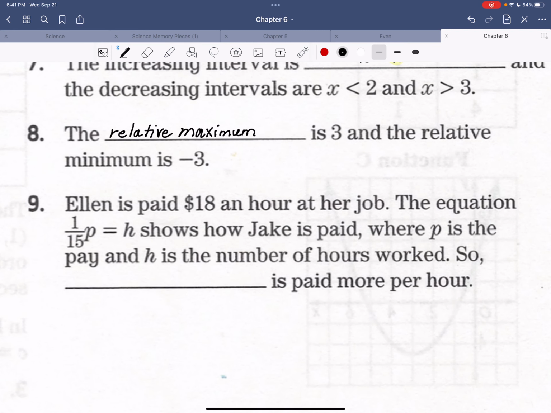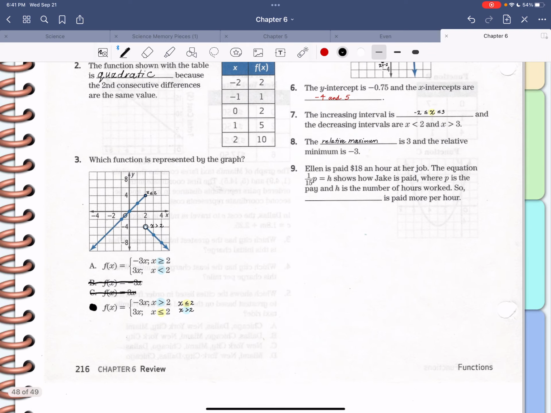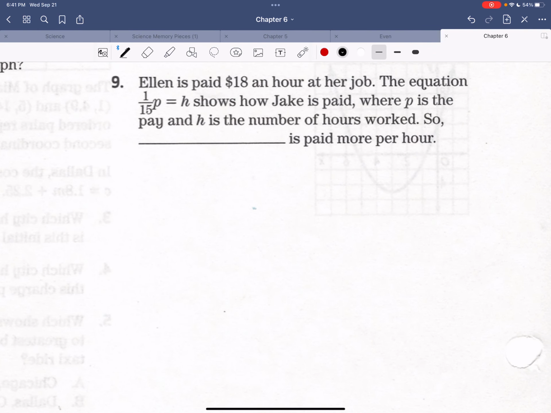Ellen is paid $18 an hour at her job. This has nothing to do with that graph. Oh no, 6 through 8. I thought number 9 had, never mind, I misread. Ellen is paid $18 an hour at her job. The equation 1/15 P equals H shows how Jake is paid, where P is the pay and H is the number of hours worked. So blank is paid more per hour.